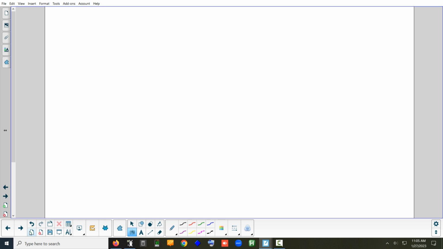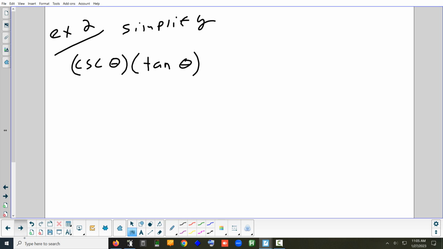Well, there's some other formulas that we're going to use as well. So we're going to look at all the formulas that we're going to use today. And then we're going to look at some examples like something like that, and we're going to simplify it.